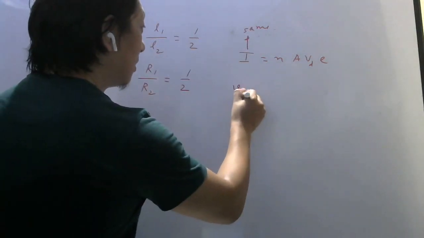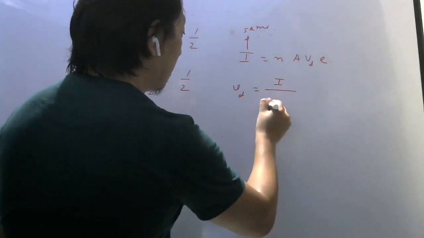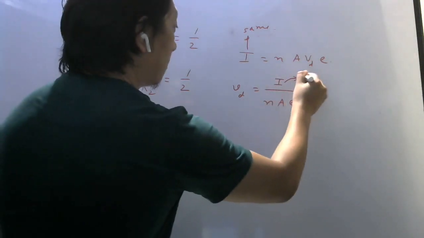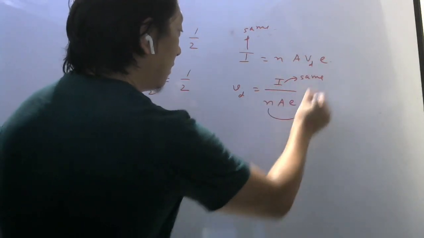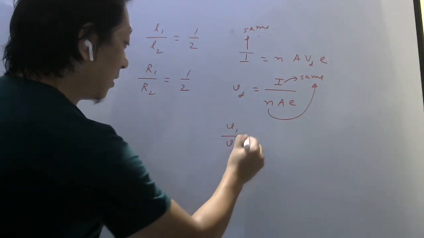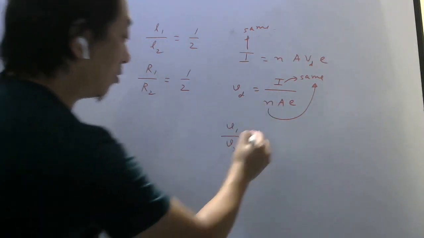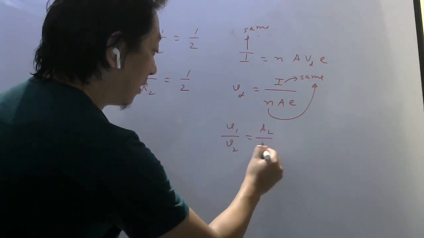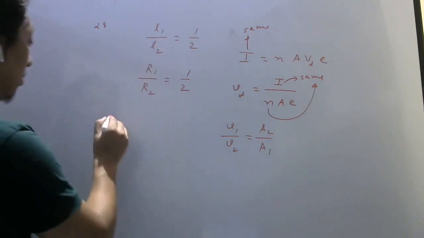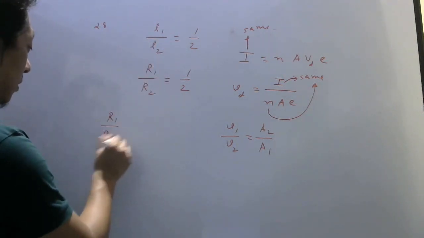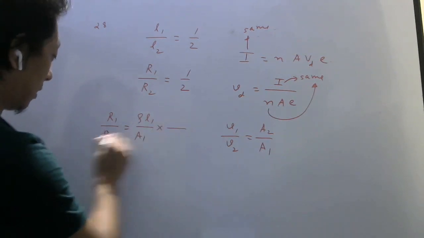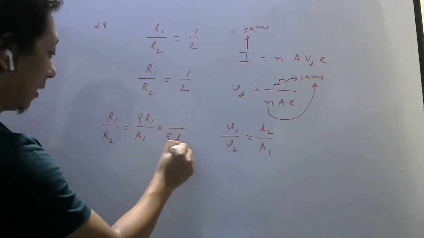So drift velocity will be current divided by nAe. Current is same. Number density will be same because both are manganese wire. So ratio of drift velocity is inversely proportional to area. So it will be A2 by A1. Ulta. But they have not given area. They have given you this. So now you know R1 by R2. You can write resistance as rho L by A.